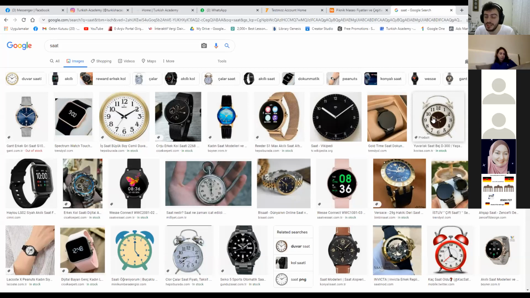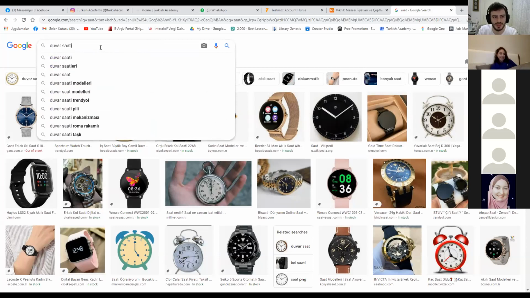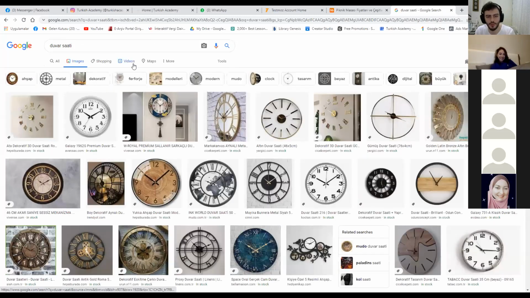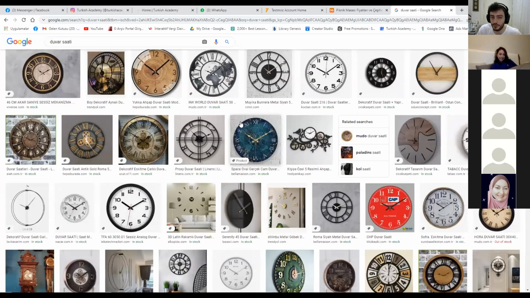So we can actually make it specific and only look for the clocks that we hang on the wall. In this case, what would you say? Perde saati. Ne saati? Perde. No, perde is curtain. Duvar. Duvar saati. Bravo, bravo. And now you have all these clocks that you put on the wall.